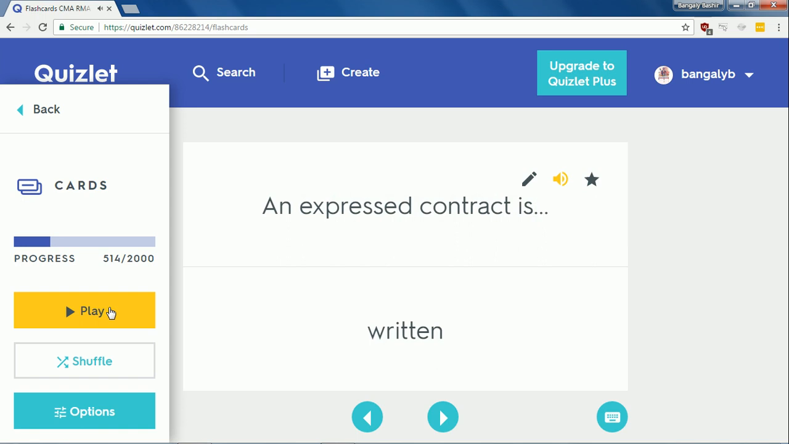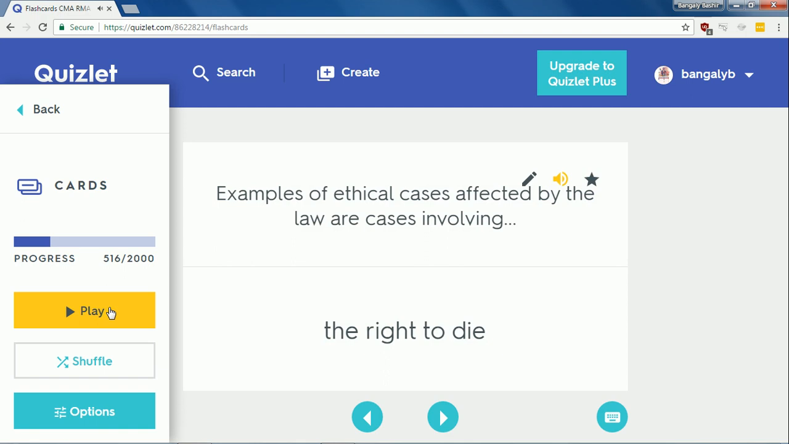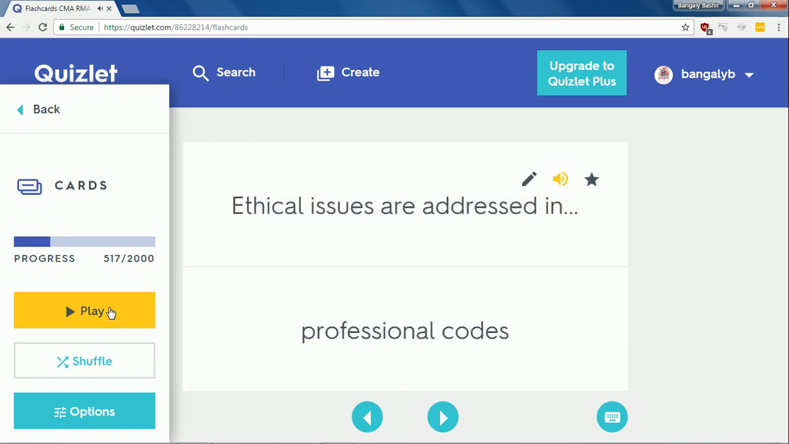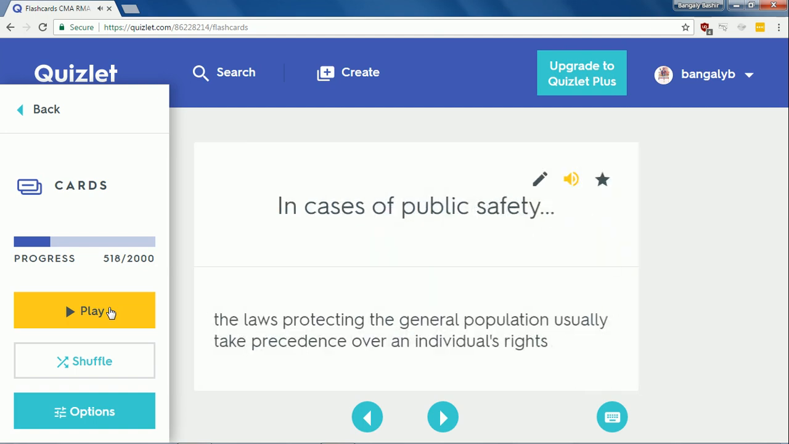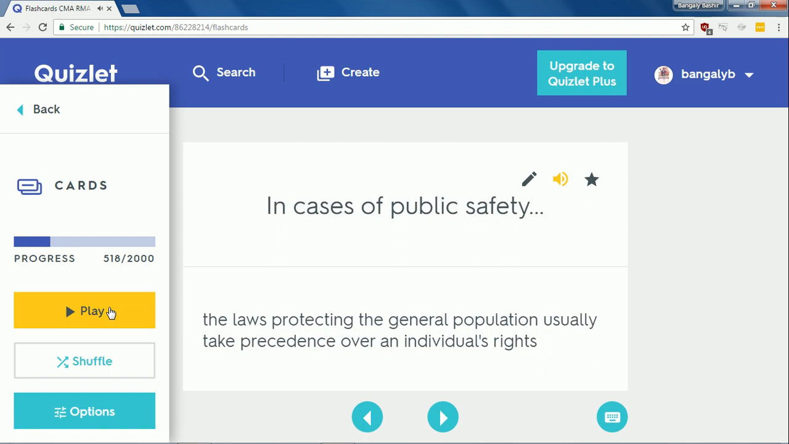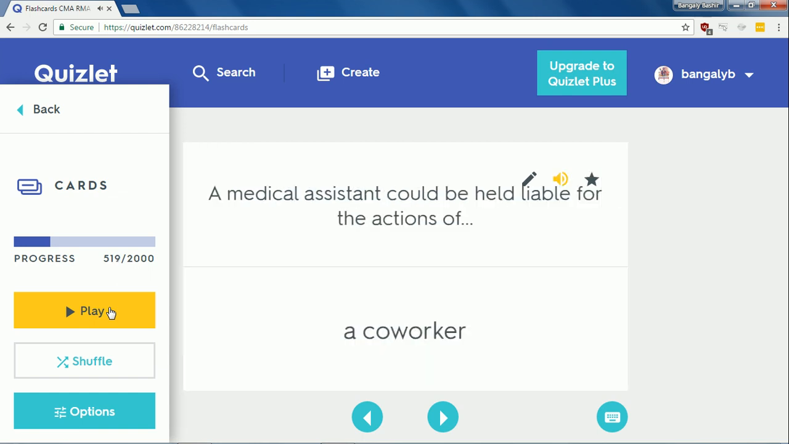An express contract is written. Written consent for medical care must be voluntary. Examples of ethical cases affected by the law are cases involving the right to die. Ethical issues are addressed in professional codes. In cases of public safety, the laws protecting the general population usually take precedence over an individual's rights. A medical assistant could be held liable for the actions of a coworker.